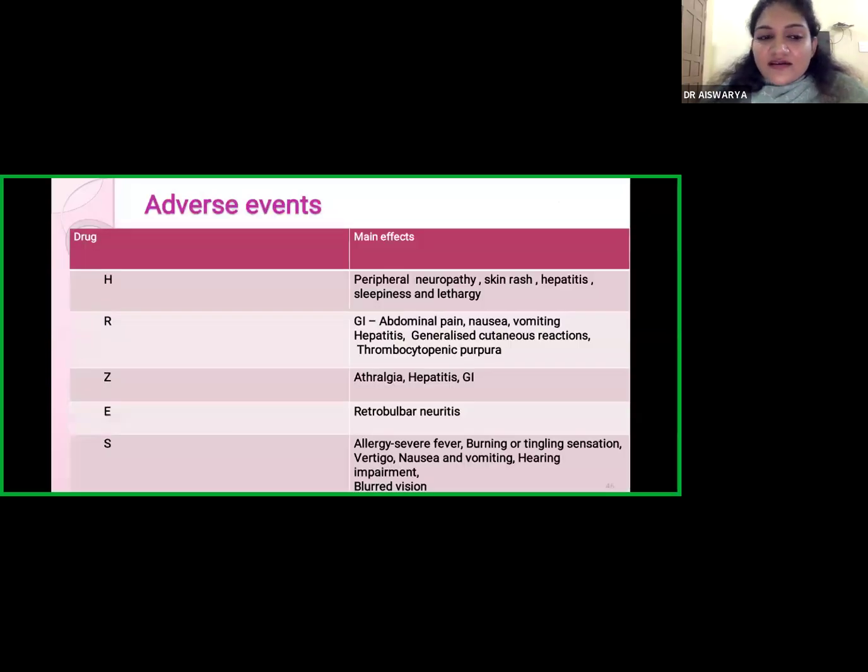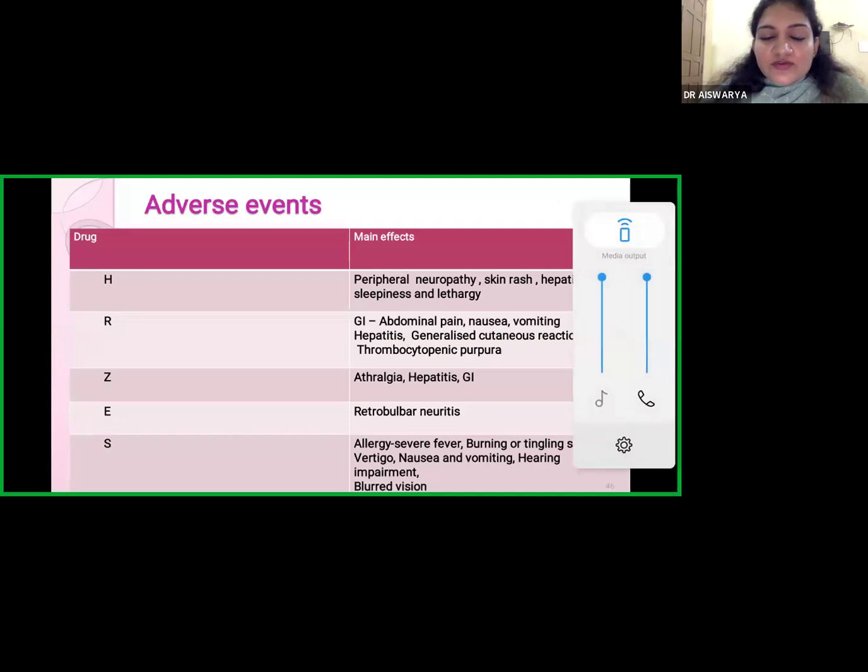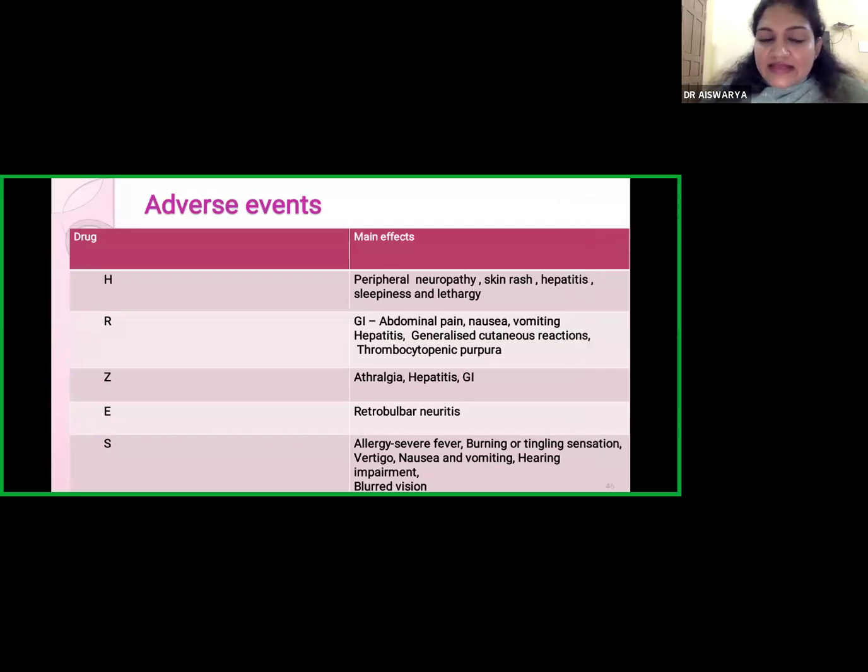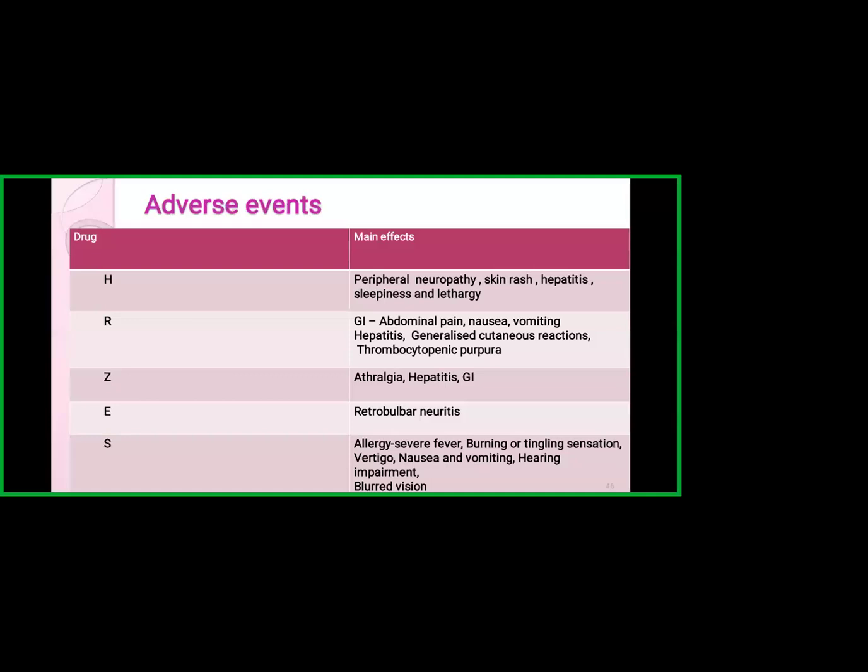Briefly regarding the adverse drug reactions of TB medicines. First, INH. INH can cause peripheral neuropathy. We usually give pyridoxine along with ATT to prevent peripheral neuropathy in case of INH toxicity. Then skin rashes are usually seen. Hepatitis, DILI, drug-induced liver injury is more commonly seen with INH. Some patients may also report sleepiness and lethargy. It is known to cause GI intolerance and hepatitis.